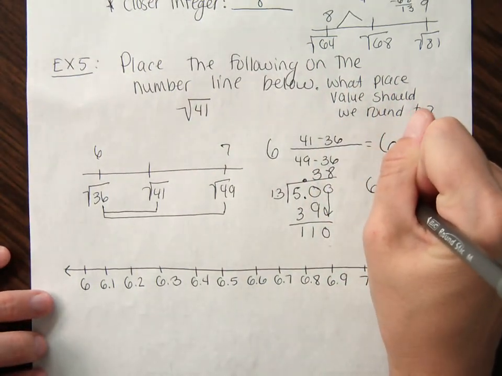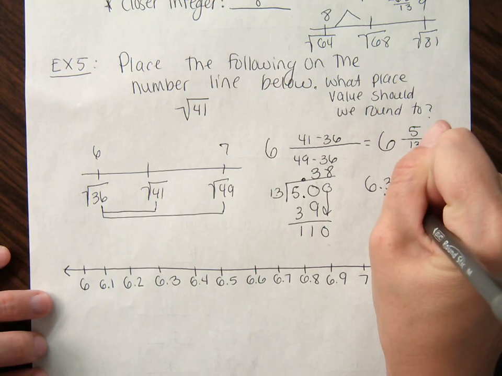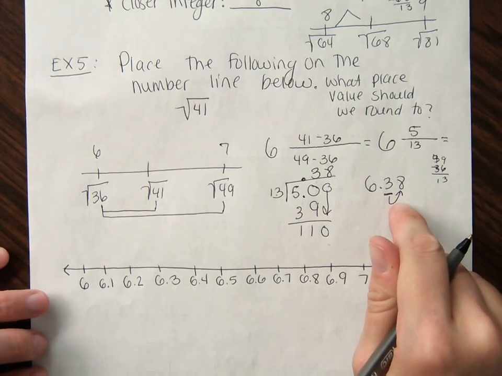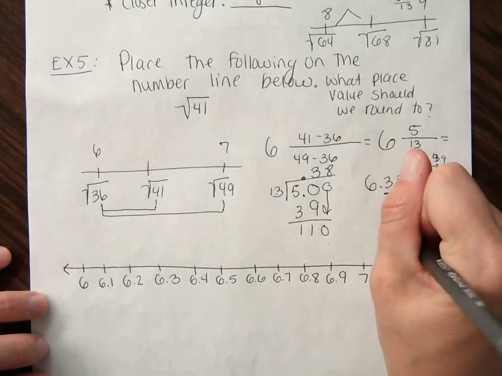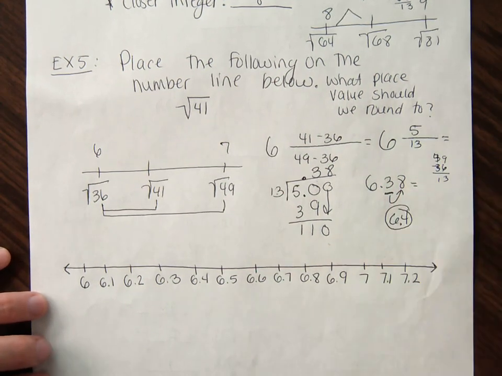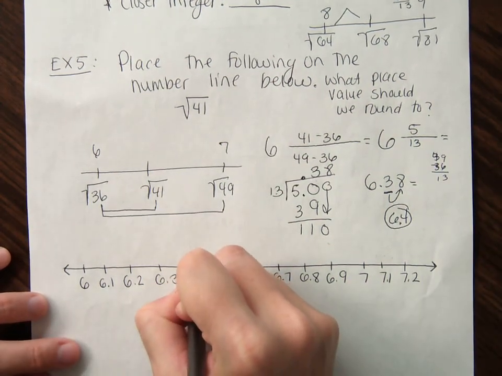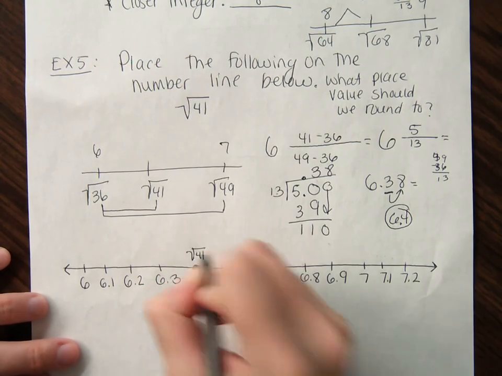So we have 6.38, and we want to round to the nearest tenths place, so we underline and look next door. Our 8 is higher than 5, which makes the 3 become a 4, so we have our answer as 6.4. Put a dot, square root of 41.